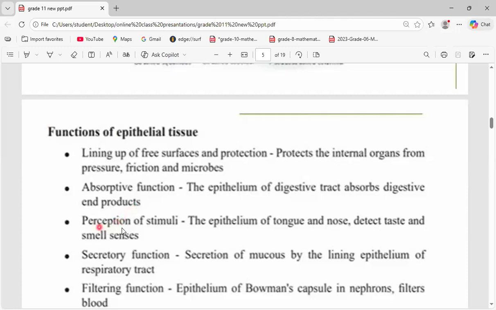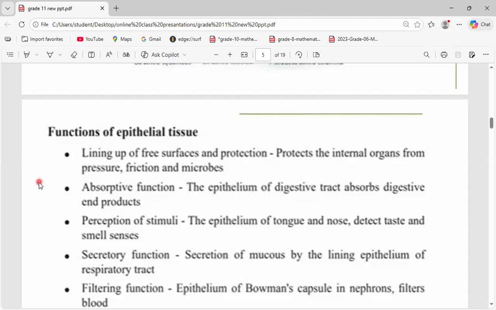Next one, perception of stimuli. That means the epithelium of the tongue and nose detects taste and smell senses. If you see, we taste with our tongue and we smell with our nose. In all of these, the epithelial tissue is present as a surface layer.